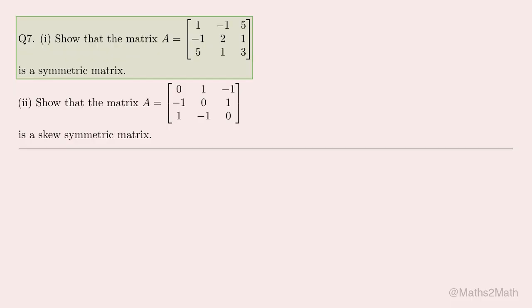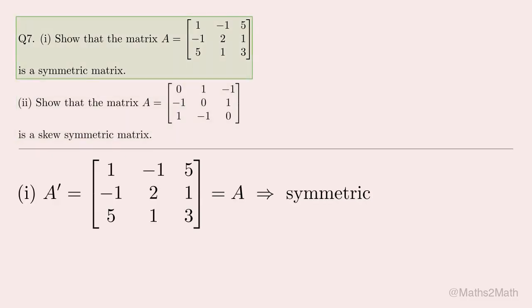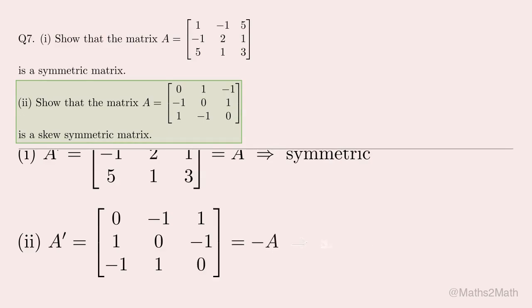Question 7. Symmetric means the transpose equals the matrix. Skew-symmetric means it equals the negative. 1 matrix of each kind to check. Transpose the first matrix, rows become columns, and it comes back unchanged. Symmetric. Transpose the second and every entry flips sign, it equals minus A. Skew-symmetric.